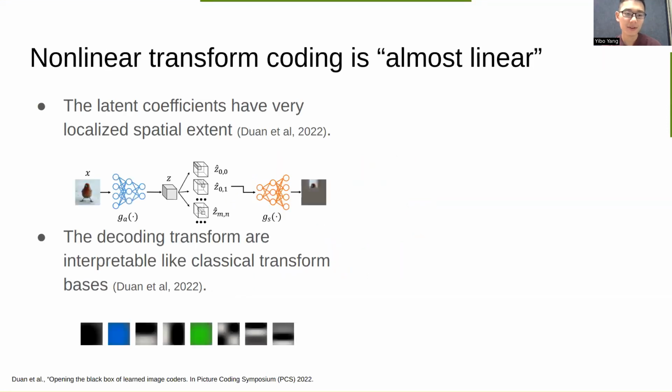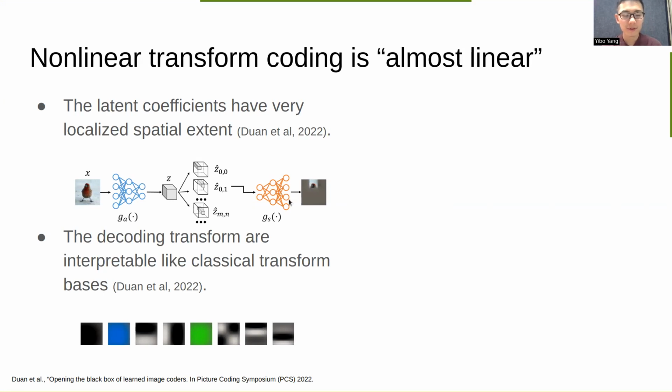Now, recently there's an observation that these nonlinear transform coding methods essentially operate very similarly to their traditional linear counterparts. For one thing, the latent coefficients are very much localized. So if you take a coefficient vector corresponding to a particular spatial location, you run it through the convolutional decoder, you end up with essentially the reconstruction of a small image patch corresponding to that spatial location.